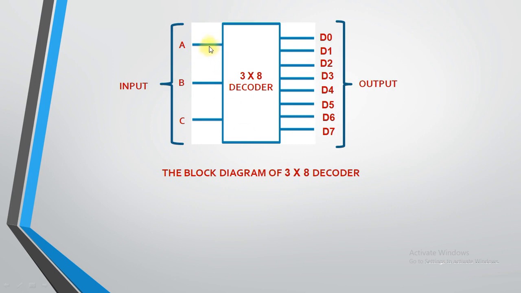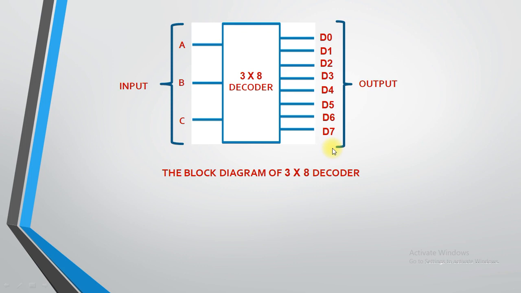You need to take 3 input variables which can be represented by A, B and C. D0 to D3 we have already taken in the 2 by 4 decoder, so here it is D0 to D7. Why? Because we need to have 8 output lines. So to draw the 8 output lines, we need 8 variables, starting from D0 to D7.